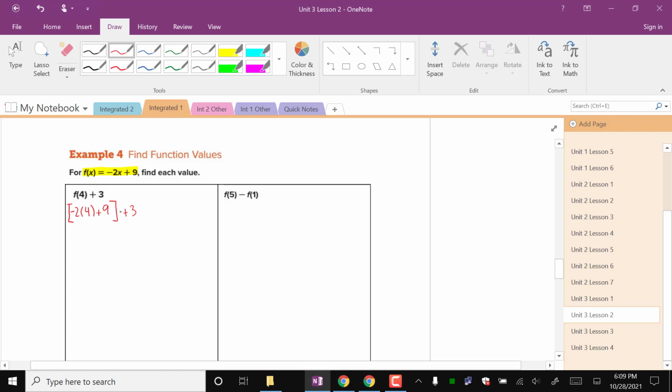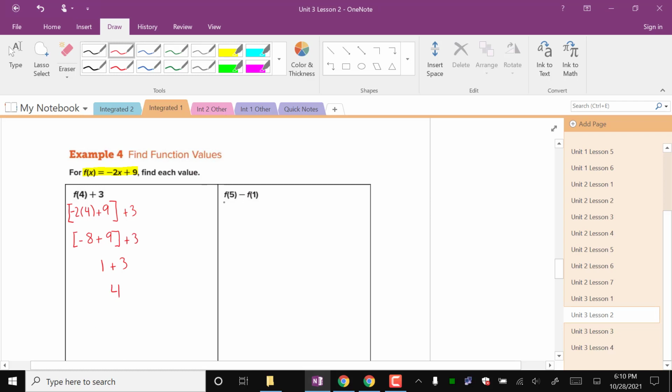So deal with what's inside the brackets first. Negative 2 times 4 is negative 8 plus 9. And then we'll add 3 to that. Negative 8 plus 9 is 1. 1 plus 3 is 4.